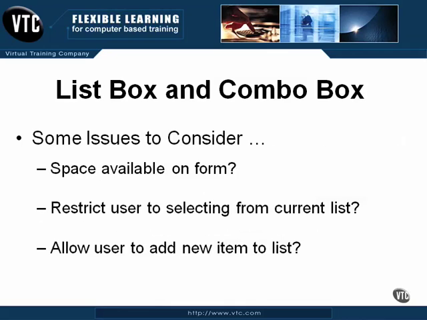There are some issues to consider when deciding whether to use a list box or a combo box. One is, how much space do you wish to take up on the form? As you will see, a list box occupies a certain amount of space just like any other control on the form, whereas a combo box has a drop-down feature which allows it to become more expandable and take up less space on the form initially. You also want to consider, do I want to restrict the user to selecting from the current list? Or do you want to allow the user to actually add new items to the list?